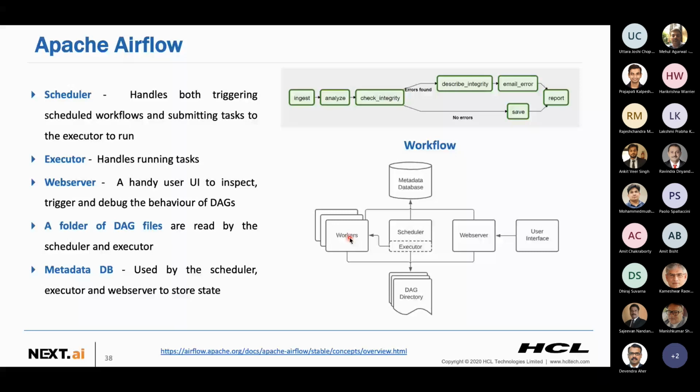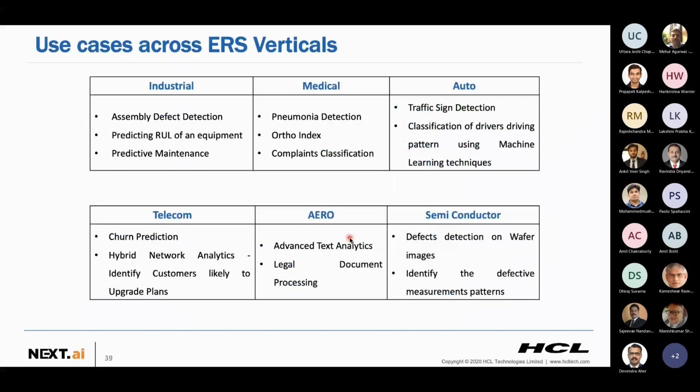These are some of the use cases across ERS verticals which can be used to implement the MLOps that we have designed. The verticals include industrial, medical, auto, telecom, aero, and semiconductor. Most of these use cases can be mimicked on the MLOps framework that we have built.